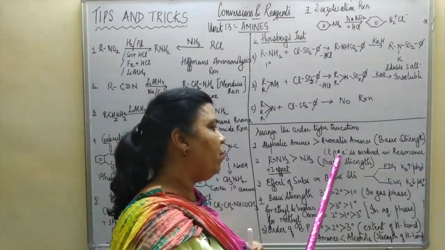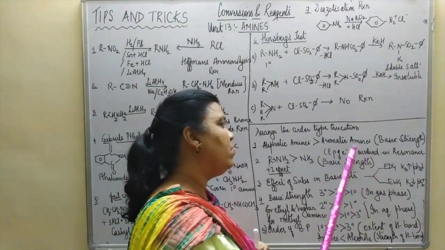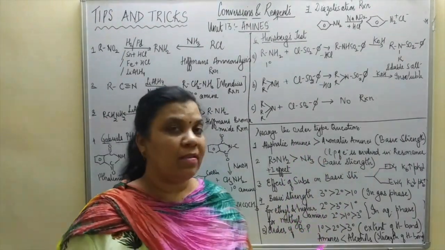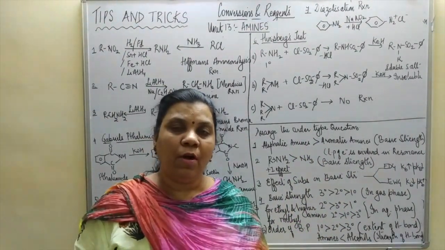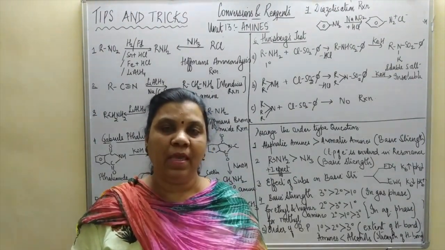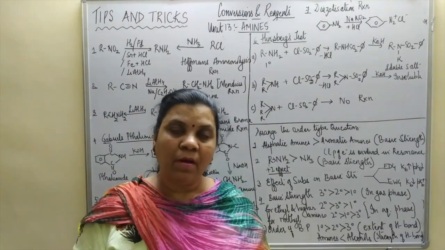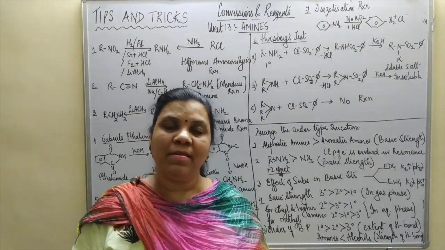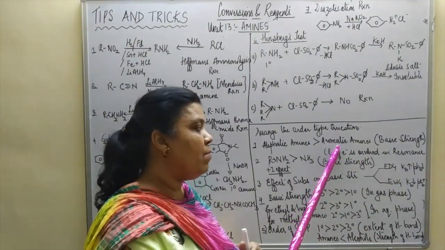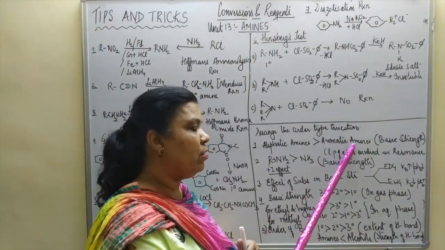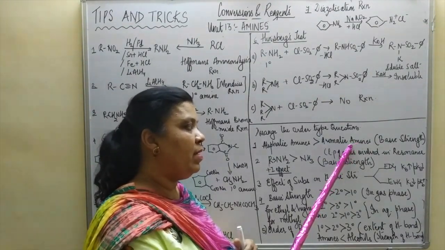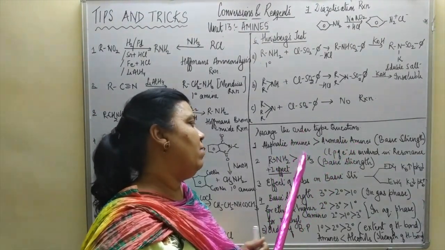The reason is the lone pair of electrons is involved in resonance in case of aromatic amines. Suppose it is asked, out of methanamine and aniline, which is having a higher pKb value. So remember that the stronger the base, the lesser is the pKb value. So aromatic amines will have the higher pKb value because they are less basic in comparison to aliphatic.